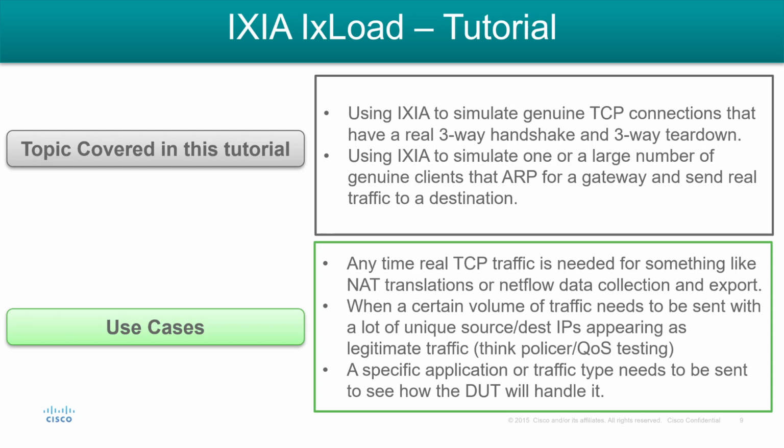Now, some of the use cases of this: I find it very useful if I ever need to troubleshoot something like creating genuine NAT translations or creating NetFlow data where I want actual FTP or HTTP traffic to be sent. This is a great way to do it. Also, if I need a certain volume of traffic, maybe I need a lot of source test IPs so that it hashes over a port channel, or maybe I'm trying to simulate actual user traffic against a QoS policy, this is a great option.